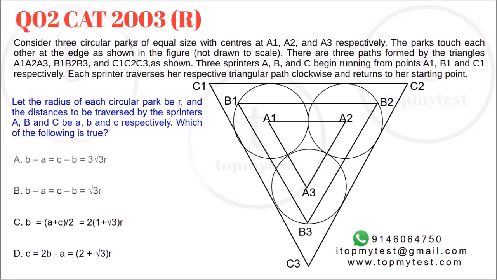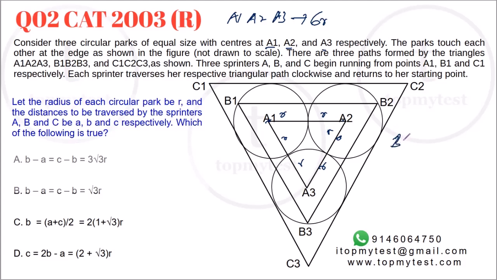Consider 3 circular parks of equal size with centers at A1, A2 and A3. So these are circular parks A1, A2, A3. The parks touch each other as shown below. So you will have equilateral triangles all over the place. If this radius is R, this will be R, this will be R, this will be R, this will be R. So A1A2A3 will be equal to 2R into 3, which is 6R. That will be the perimeter of A1A2A3. We can also find B1, B2, B3.